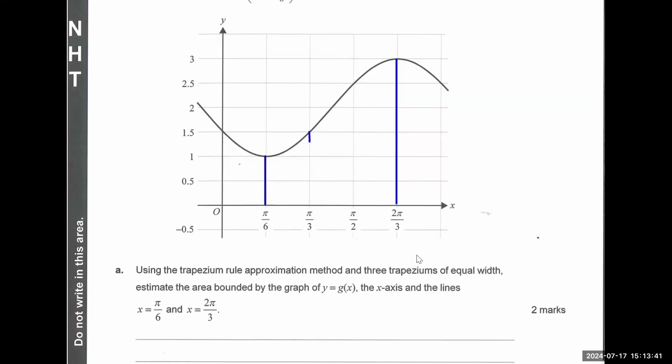Actually, you need 3 trapeziums. So outline these values, okay? And you can see the numbers are nice numbers, either whole numbers or like 3, 2.5, 1.5, and 1, okay? So it makes our evaluation process much easier than expected.